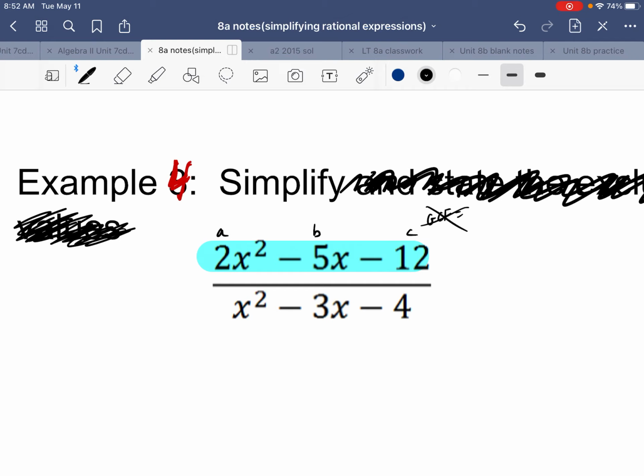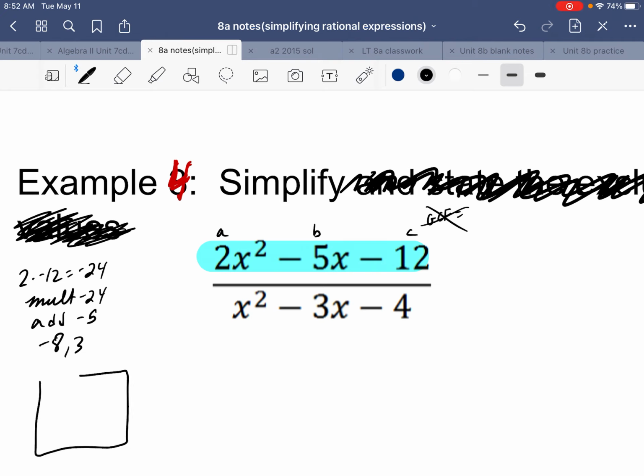So we have to do A times C, what adds up to B. So two numbers that multiply to -24 that add up to -5. That should be -8 and 3. Do your Punnett Square. A term top left, C term bottom right. -8 and 3, the order does not matter. They have to add up to the B term, so x.